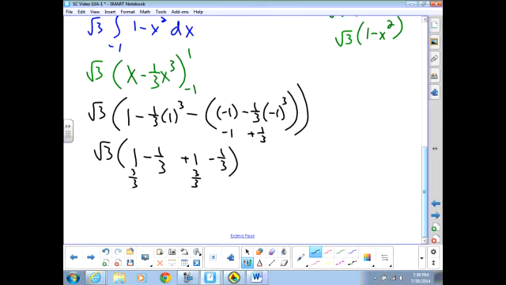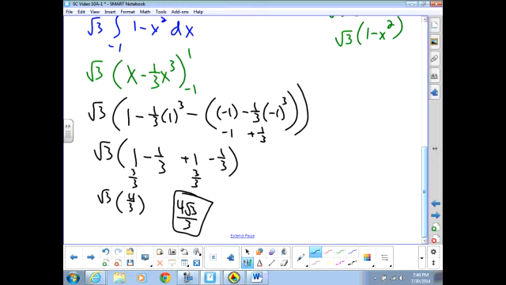So 3/3 and 3/3 is 6/3. Minus 2/3 will give us 4/3. So we really have square root of 3 times 4/3. Or in other words, we have 4 square root of 3 over 3.